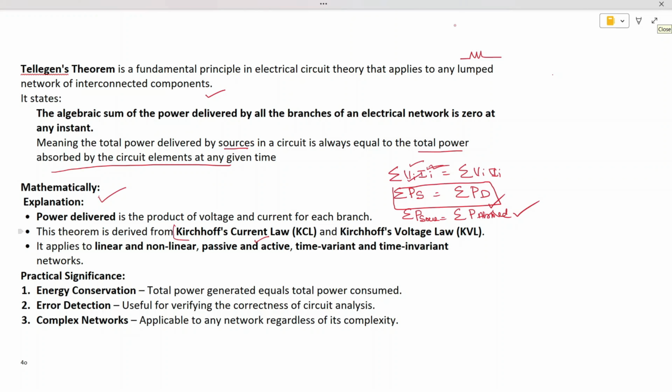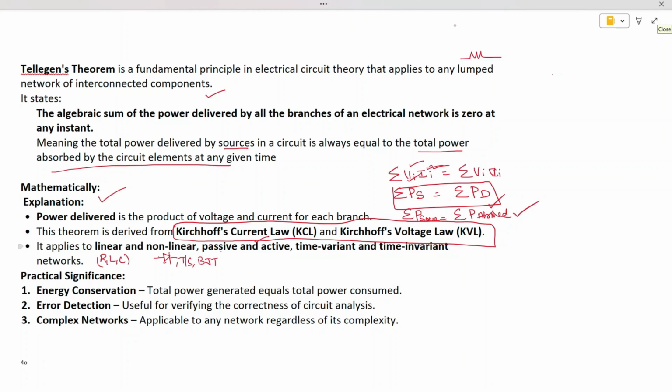So this is a very important point. Tellegen's theorem is derived from the product of voltage into current. It is derived from Kirchhoff's current law as well as Kirchhoff's voltage law. It is applied to linear, non-linear, passive, time invariant and time variant elements. Linear means we can apply this theorem where you have linear elements R, L, C, and non-linear elements like diodes, transistors and BJTs. All those elements also you can apply Tellegen's theorem.